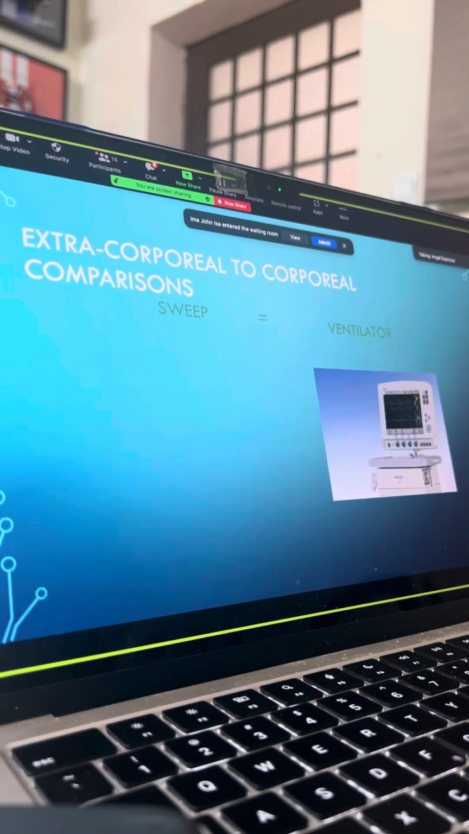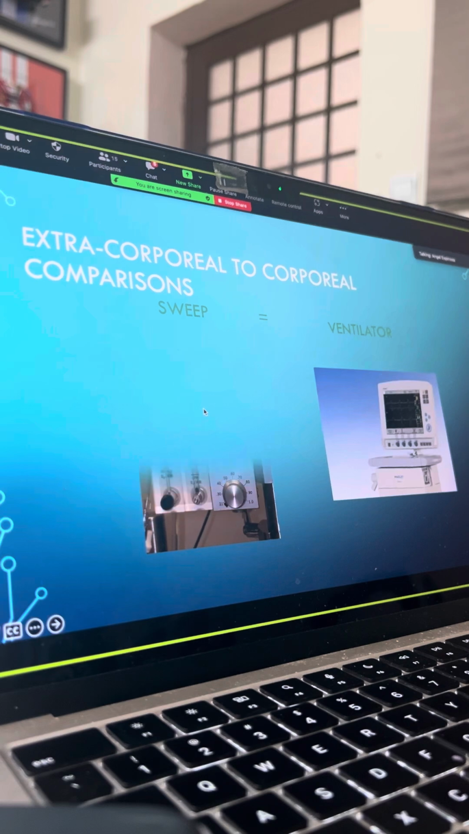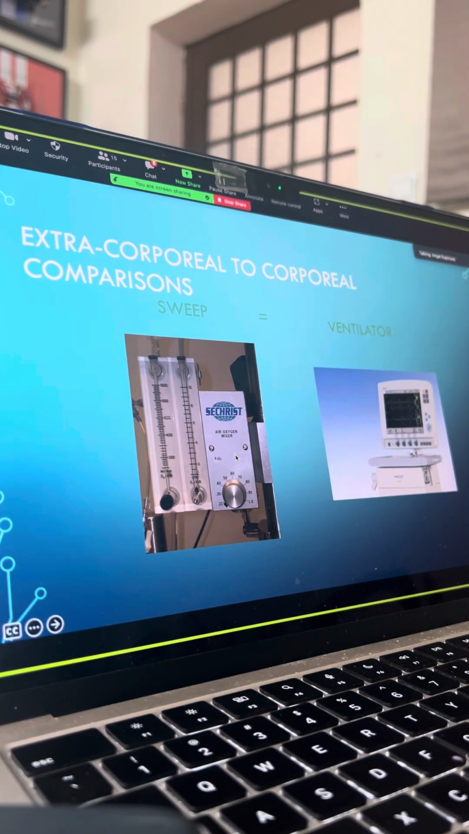But this is compared with the mechanical ventilator. In the case of a mechanical ventilator, this is an assistance to our lungs. But in the case of ECMO, we don't have a ventilator. Instead, we have a sweep machine, which is a combination of gas provided with a velocity of flow and a mixer that will give us the concentration of oxygen.